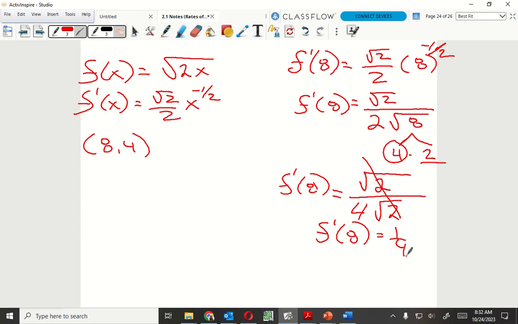Now, by definition of a derivative, what does that mean? The slope of the tangent line. Okay, so to this function, right, when the point is 8, 4. Yes, at 8, 4, the slope of the tangent line, when x is 8, y is 4, at that point, is going to be 1/4. So the slope of the tangent line when x is 8 is going to be 1/4. The slope is 1/4.